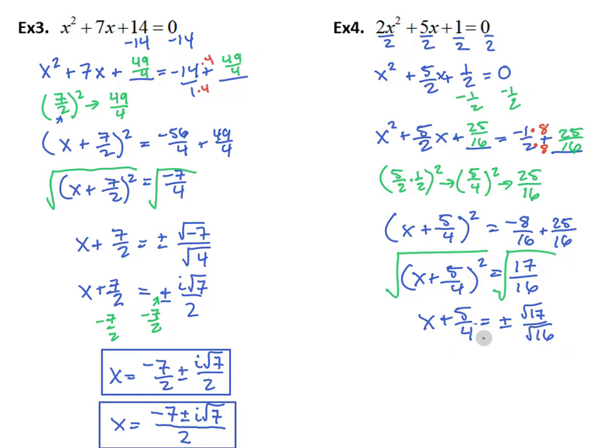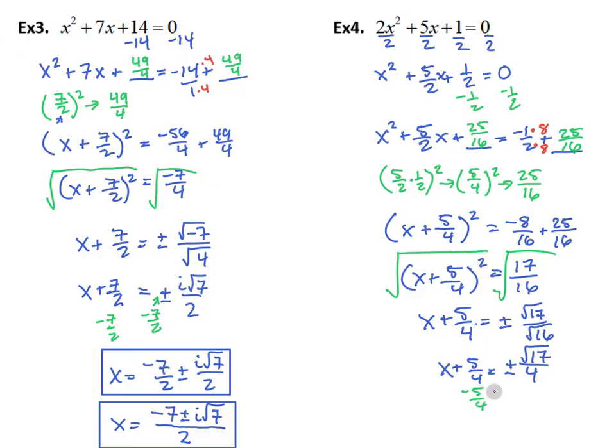So the nice thing is we are going to get a common denominator here. The square root of 16 on this side is 4, and the square root of 17 cannot be simplified. So the last thing to do here is to move this positive 5/4 over. So subtract 5/4 from both sides.